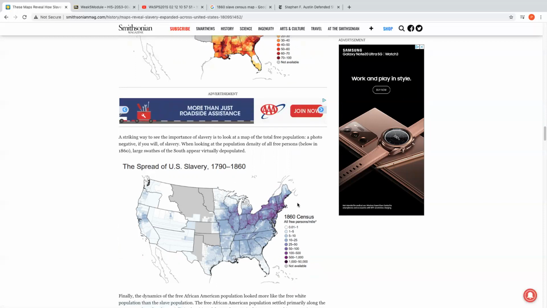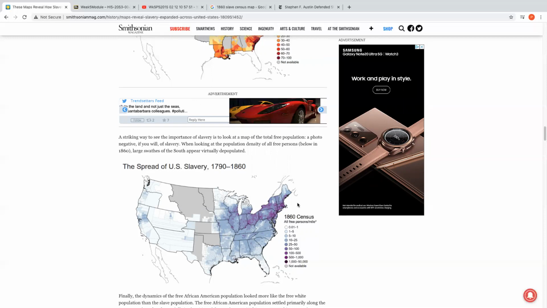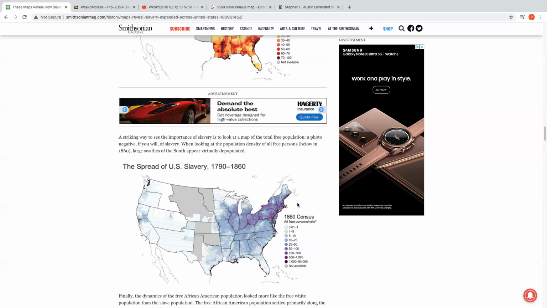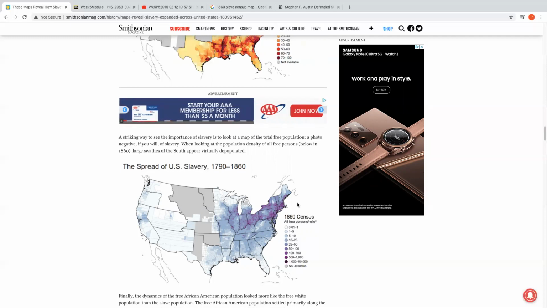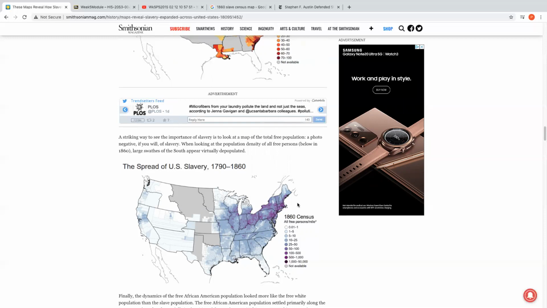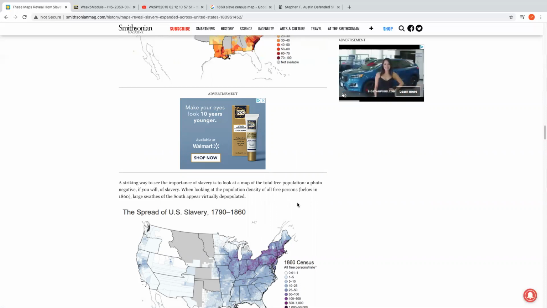So Texas is part of this larger movement of about 870,000 human beings who are being forcibly moved against their will, usually tied up in what were called coffles, tied together and shipped on foot or sometimes on boat to the Lower South. And Texas is part of this larger national story, okay?